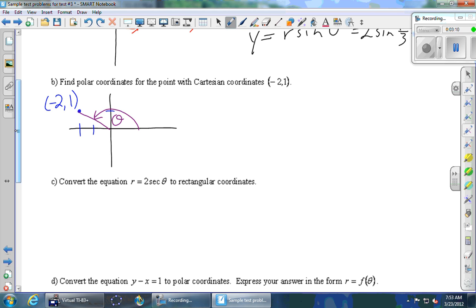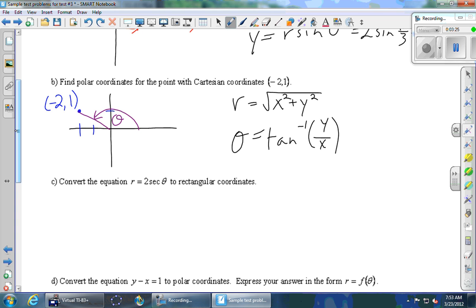So let's see what happens. The formula is going this direction. R is equal to the square root of x squared plus y squared. Theta is equal to the inverse tangent of y over x. Where your x is -2 and your y is 1. So let's plug in. -2 squared plus 1 squared is 4 plus 1 or 5. So the square root of 5 is the r.